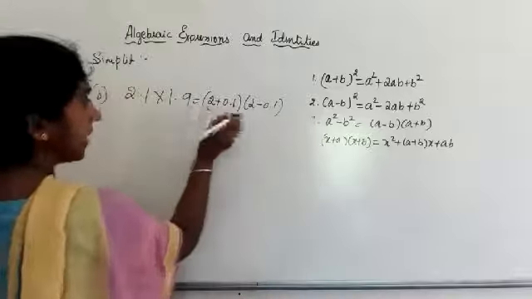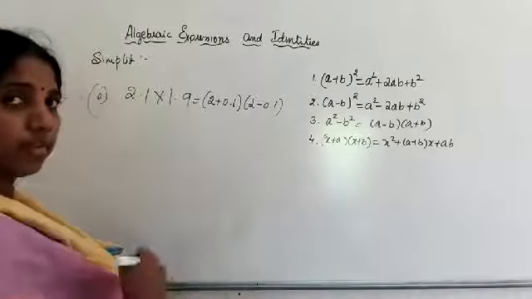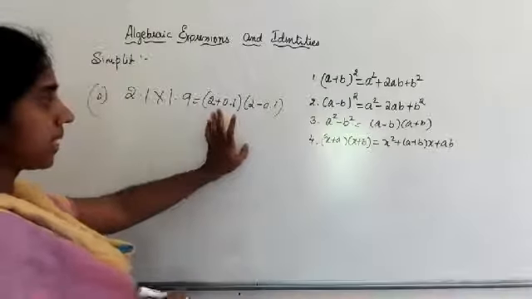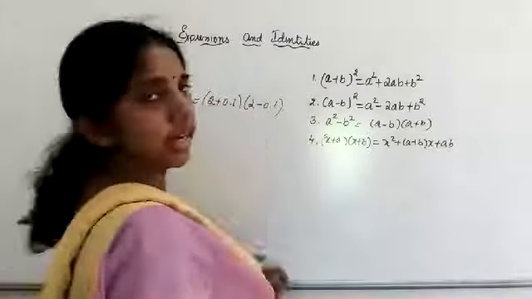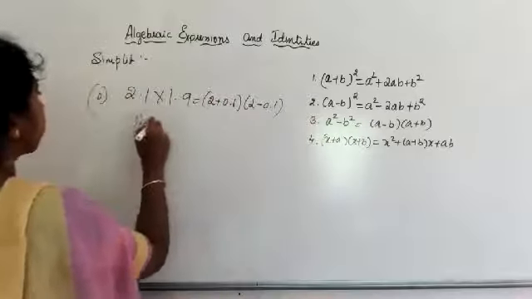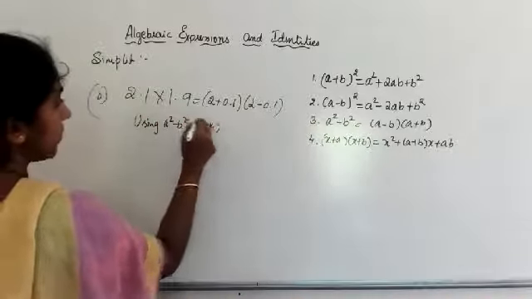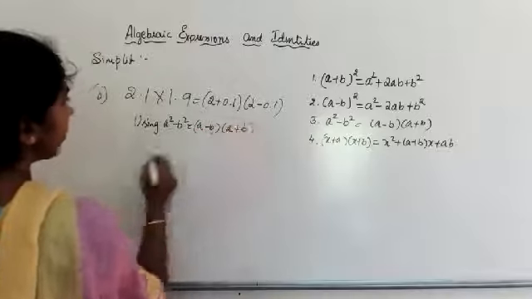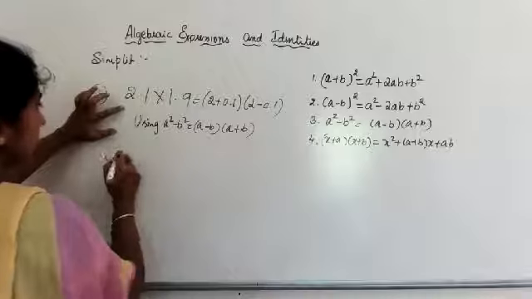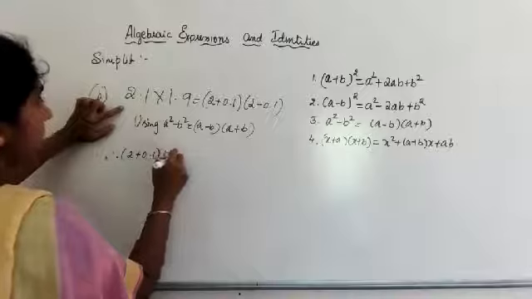So which identity does it hold now? Is it the third or fourth identity? It will be the third identity. A and B are the same, so the first term is the same and the second term is also the same, and plus and minus. So the third identity. Using a square minus b square is equal to a minus b into a plus b, we have 2 plus 0.1 into 2 minus 0.1.